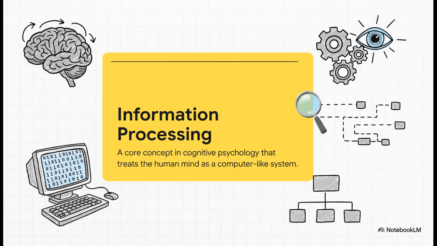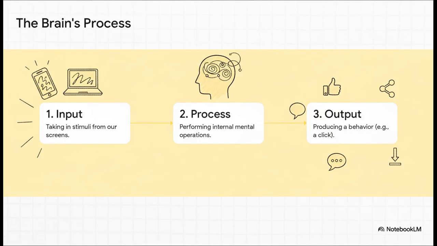It's this idea of the brain as a kind of computer, an information processing machine. We're not just passively watching our screens. Our brains are actively working, processing everything we see. And it happens in a pretty basic three-step loop. There's the input, which is all the stuff coming in from our screens. Then there's the process, where our brain does its thing. And finally, there's the output. A click, a like, a comment, you name it.